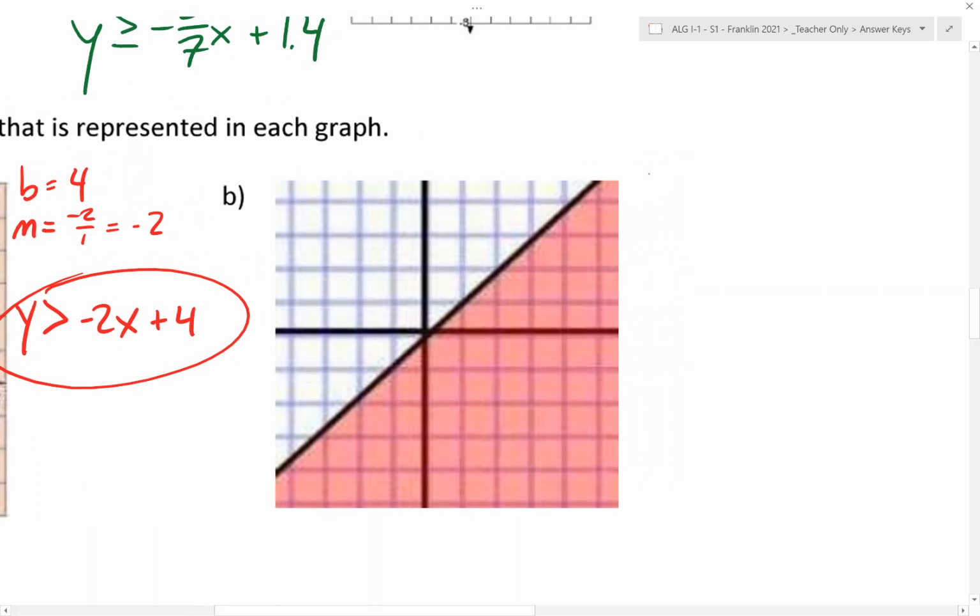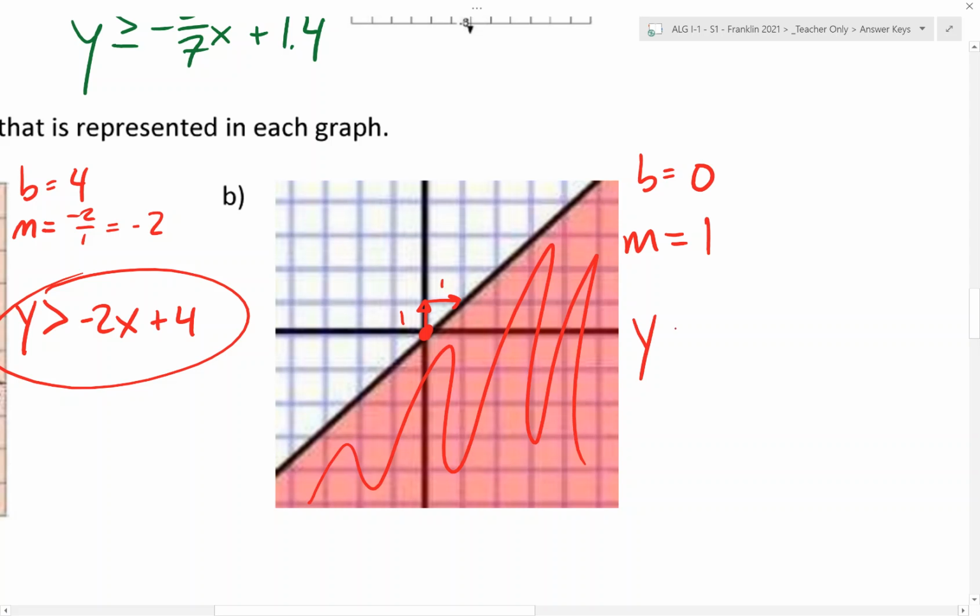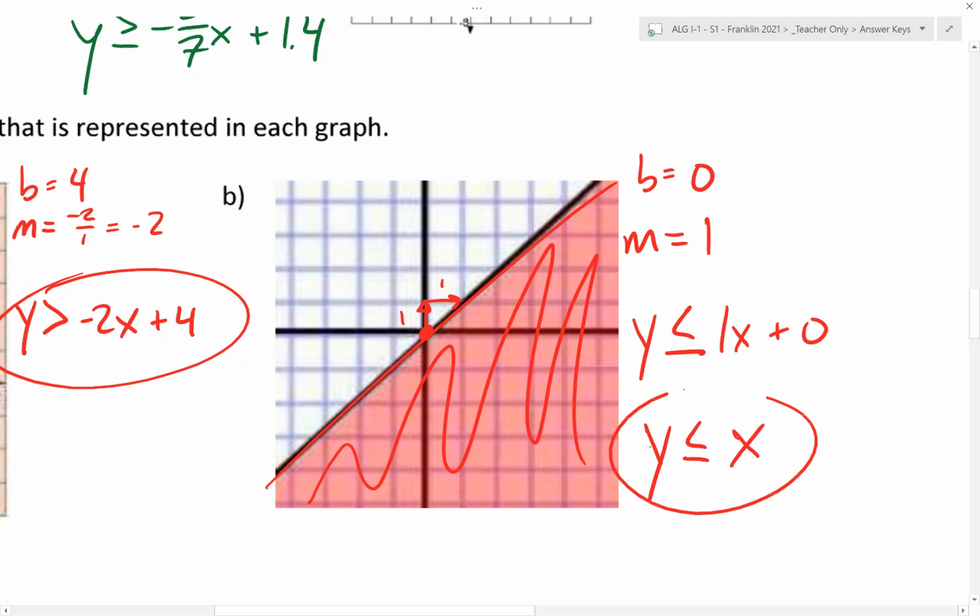Example B, same thing. Let's find the intercept. It is 0. Slope here is up 1 over 1. So that's 1. We know it's shaded below the line, right? So that's less than. It's a solid line, so less than or equal to. And then we got 1x plus 0. And to simplify that a little bit, less than or equal to x, and that's it. So y is less than or equal to x.